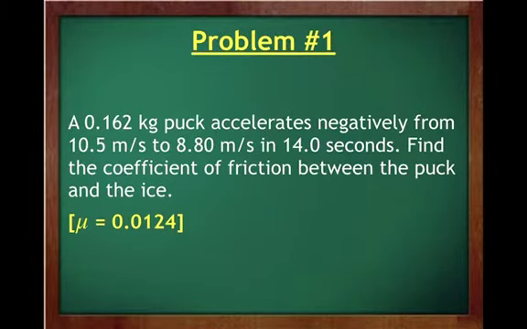Okay, so in this first one, problem number 1, a 0.162 kilogram puck accelerates negatively from 10.5 meters per second to 8.80 meters per second in 14.0 seconds. Find the coefficient of friction between the puck and the ice.